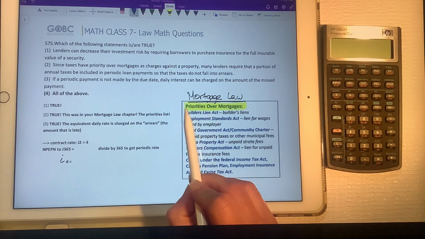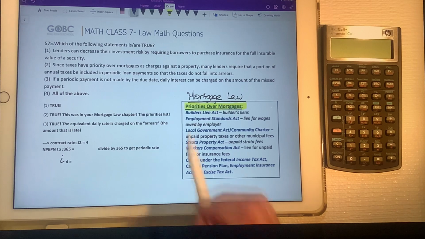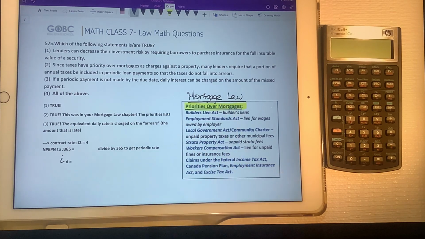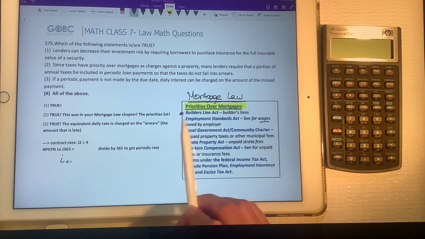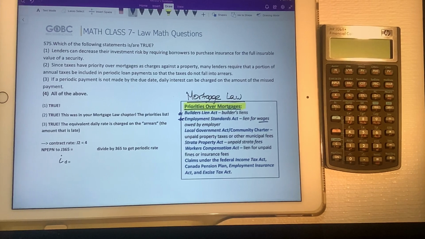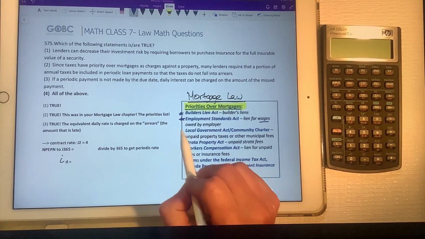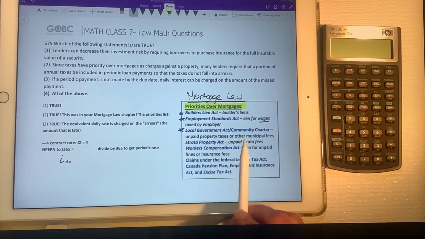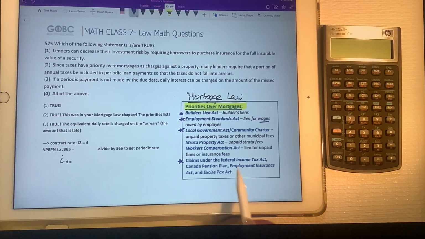So even though the lender would start that foreclosure process and would be trying to get the court to sell the property to get back their cash, some things that are on title will actually take priority over a mortgage. The Builder's Lien Act, so any builder's liens, and anything that has to do with a lien for wages owed by an employer. If you have an employee that you owe wages to and your property's been liened under the Employment Standards Act, anything to do with taxes and the government, right? So the Local Government Act and the Community Charter for unpaid property taxes or maybe some other municipal fees you haven't paid, and any claims under the Federal Income Tax Act.